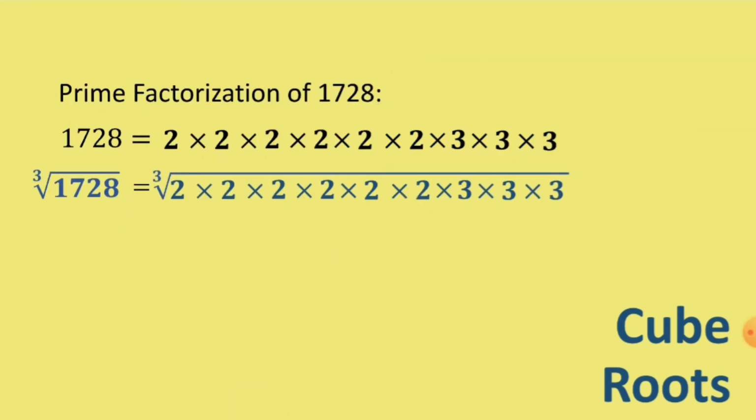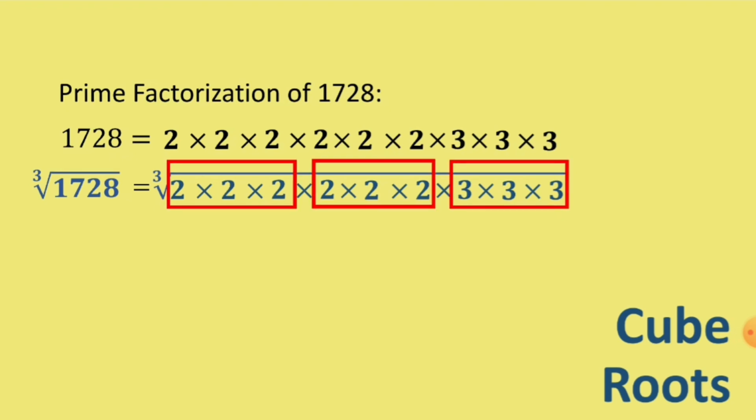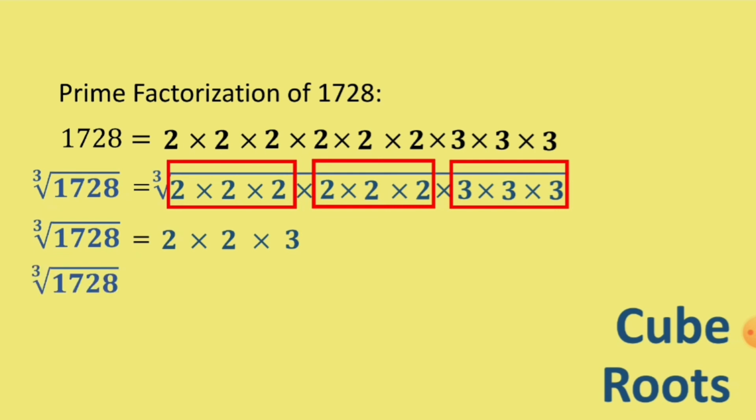Now, let's think further about this part. Without changing the order, we can also group this prime factorization like this. The first group is 2 cubed, and then another 2 cubed in the next group, and 3 cubed in the last group. So the cube root of 1728 is 2 times 2 times 3, or it is the same as 12.